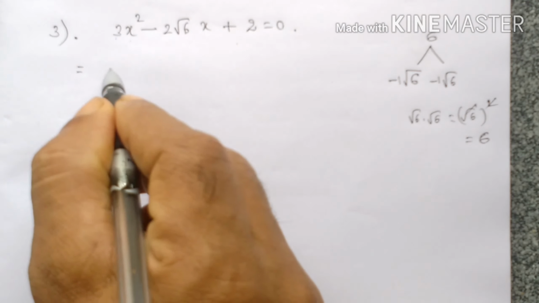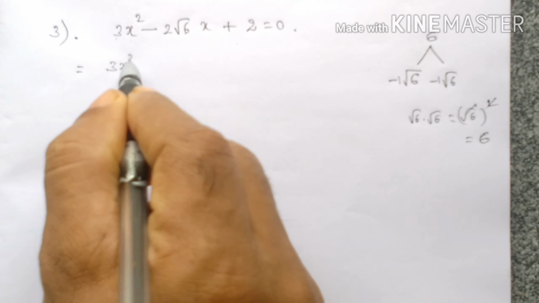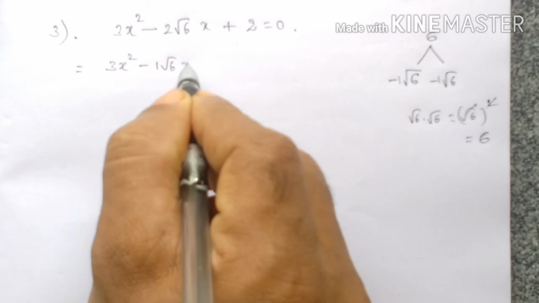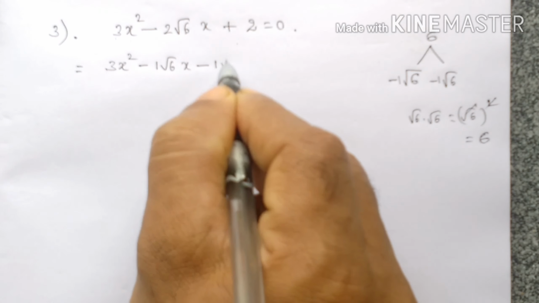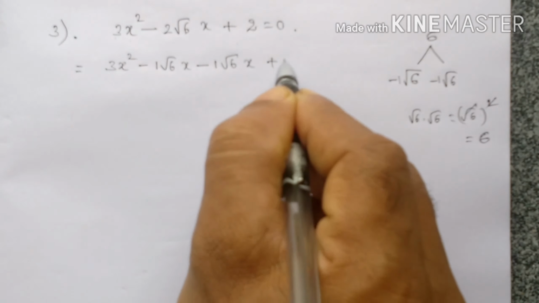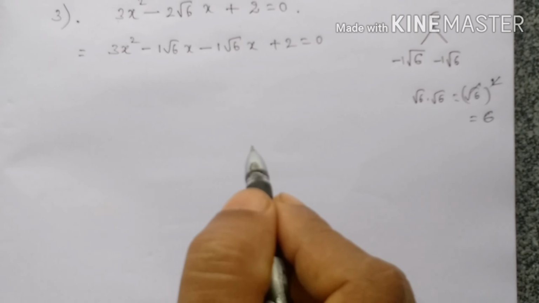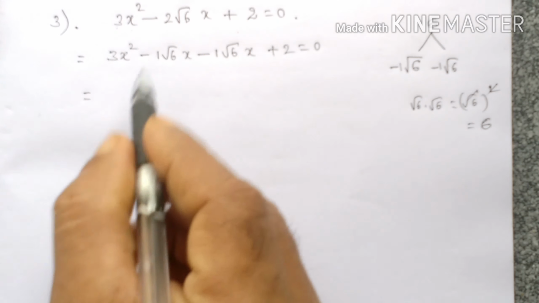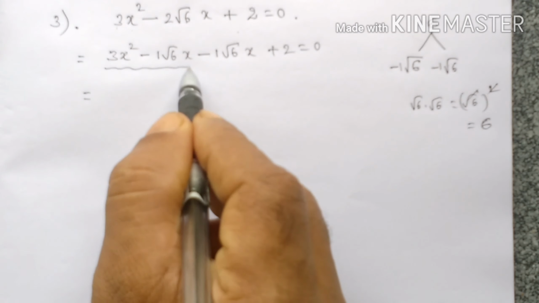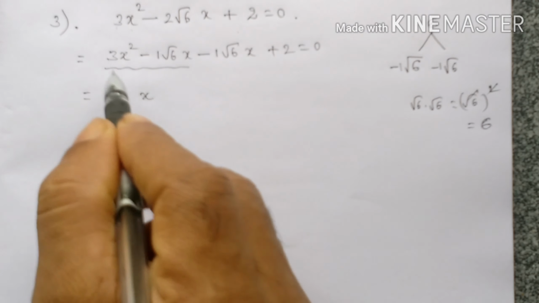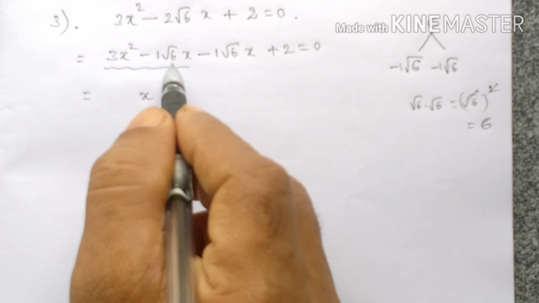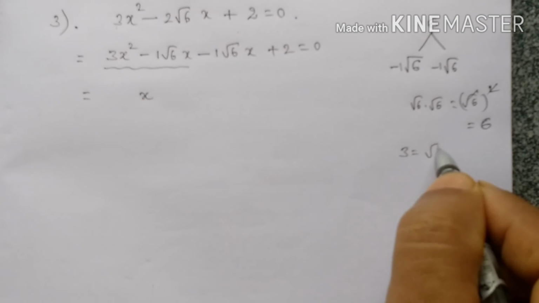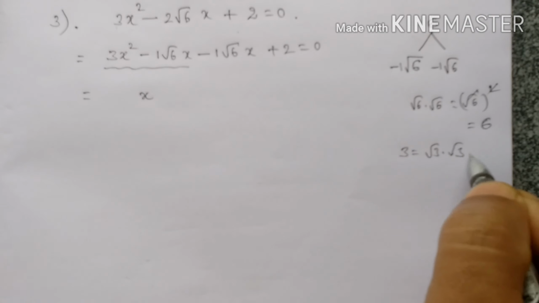So now we can write the next step as 3x square minus 1 root 6 x minus 1 root 6 x plus 2 equal to 0. So now once again be careful. In these two, x we can take outside, but 3 divides 6. So therefore this 3 once again you can write as root 3 into root 3.